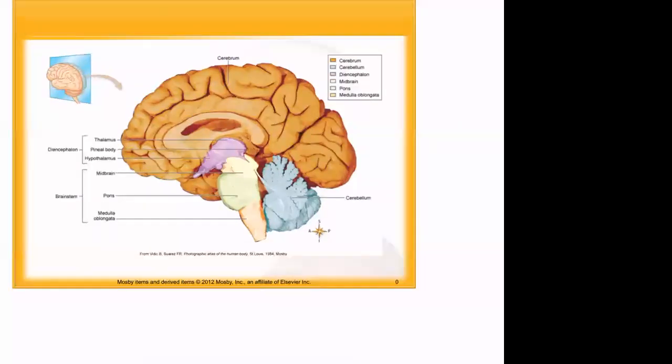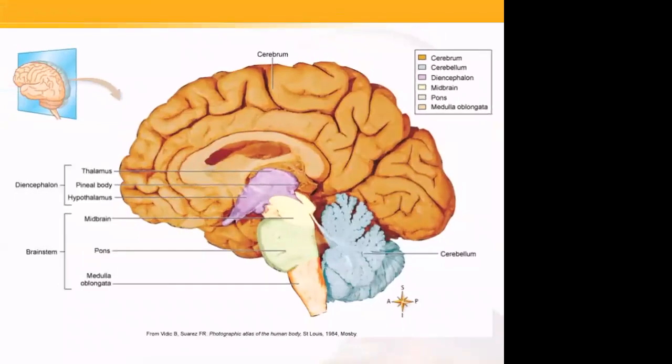So here we see in the orange color, the cerebrum. Again, this makes up the majority of the brain. Most of what you see, most obvious to you, is that cerebrum. The internal part is a really important part. This is where a lot of the control centers take place, is the diencephalon.